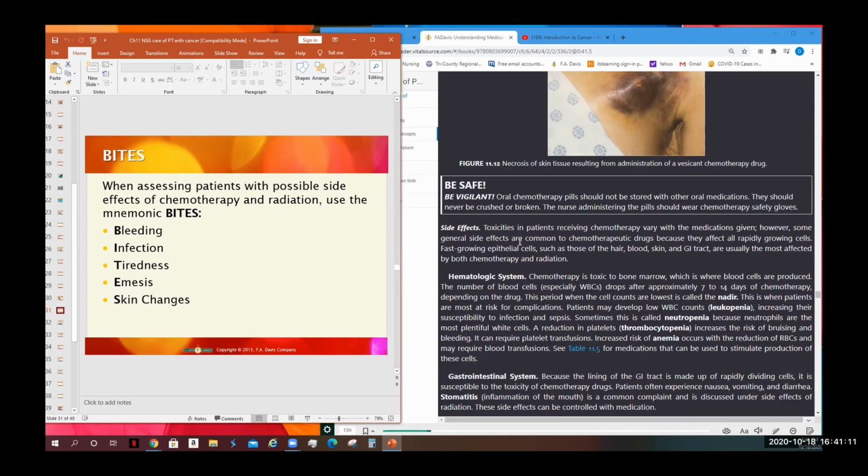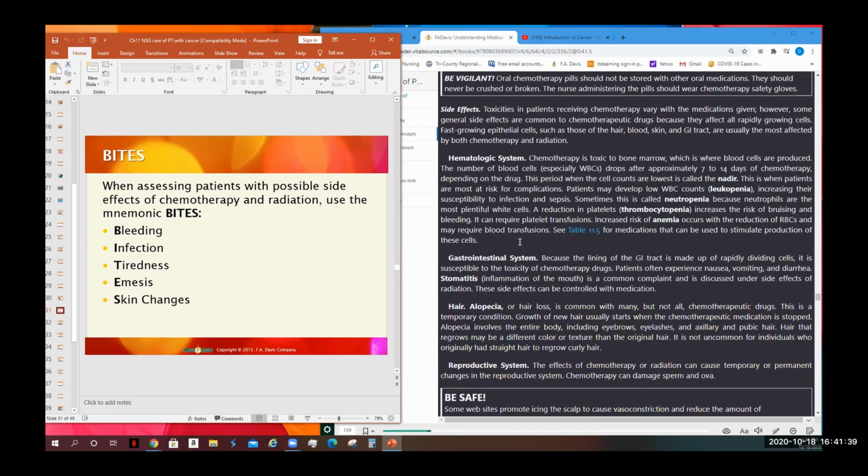A reduction in platelets, thrombocytopenia, increases the risk of bruising and bleeding. It can require platelet transfusions. Increased risk of anemia occurs with the reduction of red blood cells and may require blood transfusions. See Table 11.5 for medications that can be used to stimulate the production of these cells.